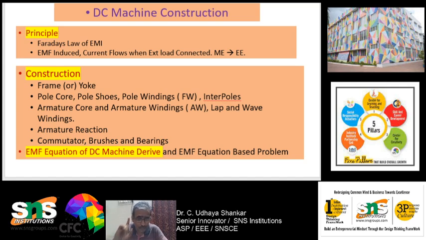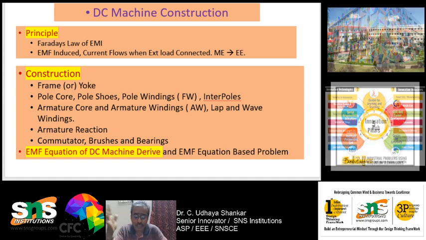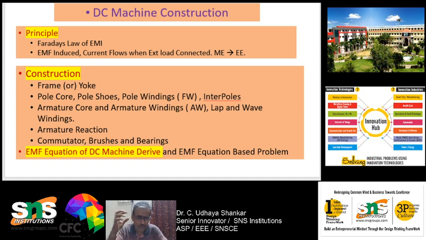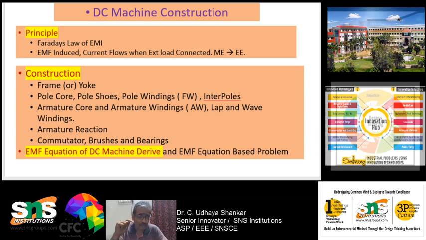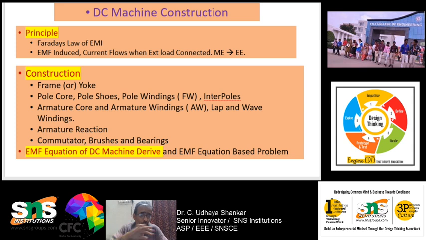If I use only one conductor, only a very small EMF will be generated. In order to produce more EMF, we need around 230 volts or 240 volts or even 11 kilovolts. For that much voltage to be generated, we have to have a larger number of conductors connected in some pattern, which is called winding.